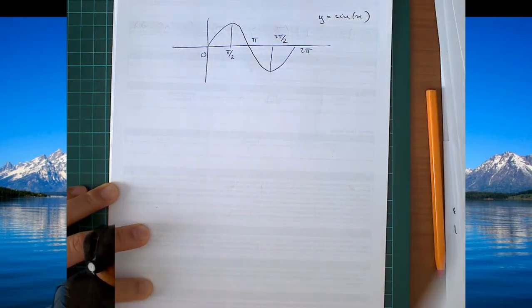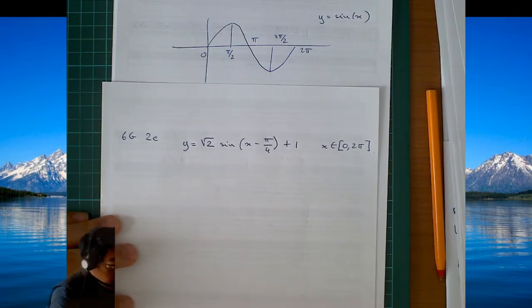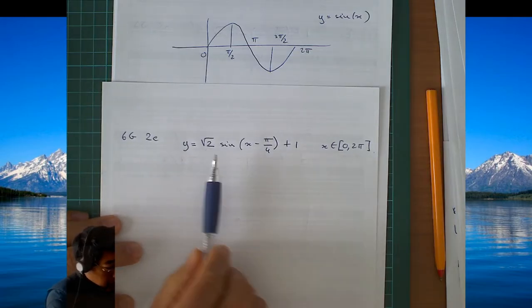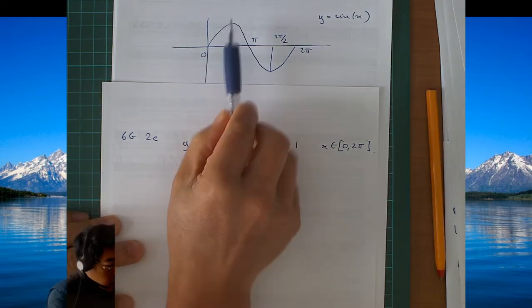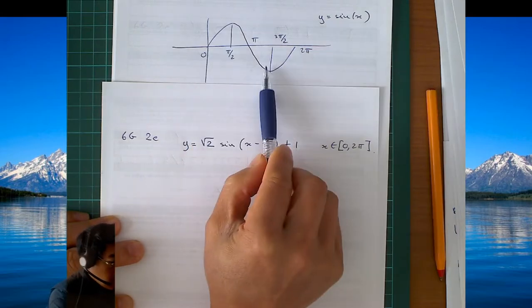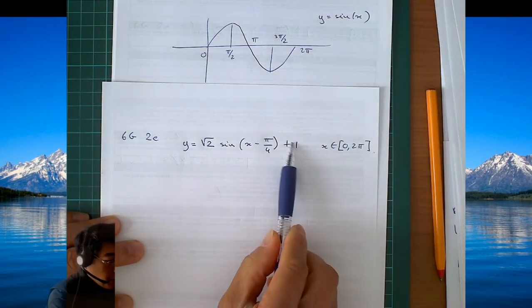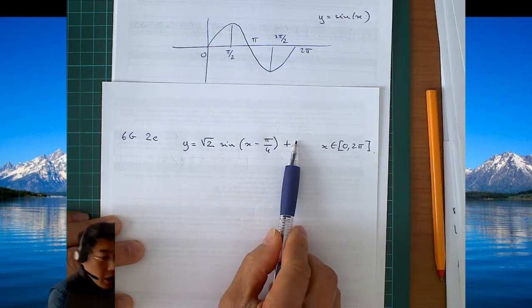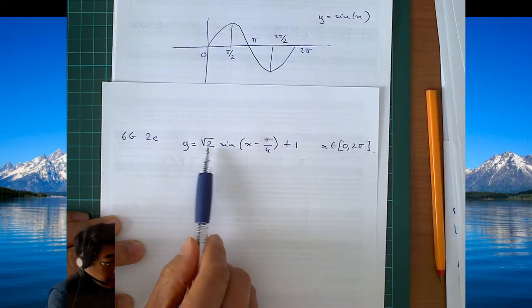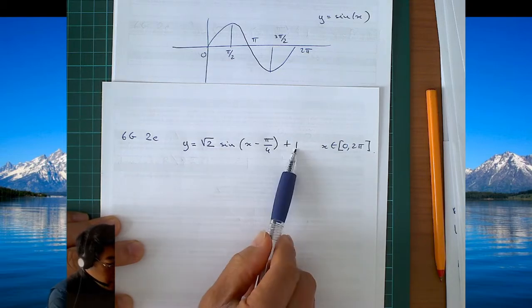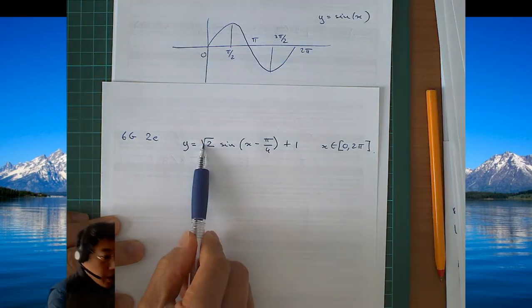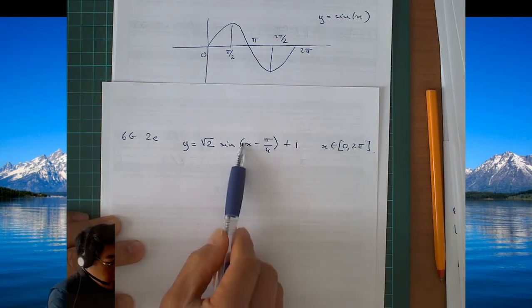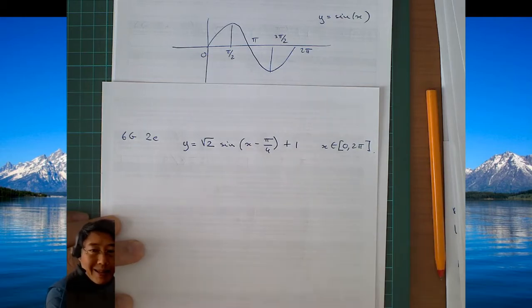Okay, now if I look at that function that had originally, the root 2 tells you it's the magnitude, so that's going to be root 2, negative root 2, but because you have a plus 1 which is vertical, it'll tell you the maximum will be root 2 plus 1, and then the minimum will be 1 minus root 2. Now before I move on, notice there's no n here, so the period is still 2 pi.